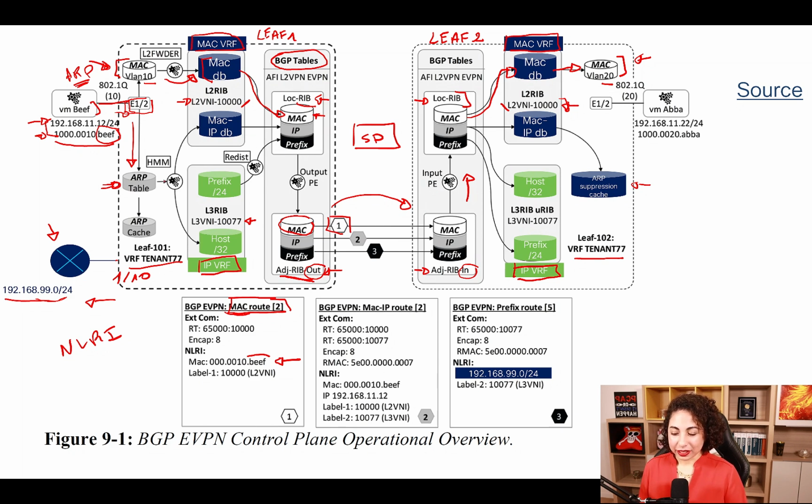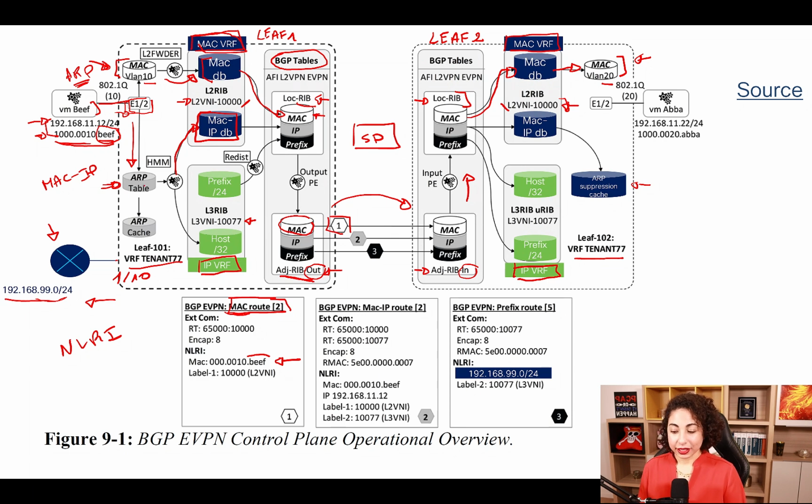But on top of that, the MAC to IP correspondence will continue its beautiful journey. It will also be installed into the MAC IP database of the MAC VRF. So inside our MAC VRF, when we check the MAC to IP database, we will see the MAC to IP correspondence for this specific VM, so that the 192.168.11.12 is mapped to this MAC address ending with beef.